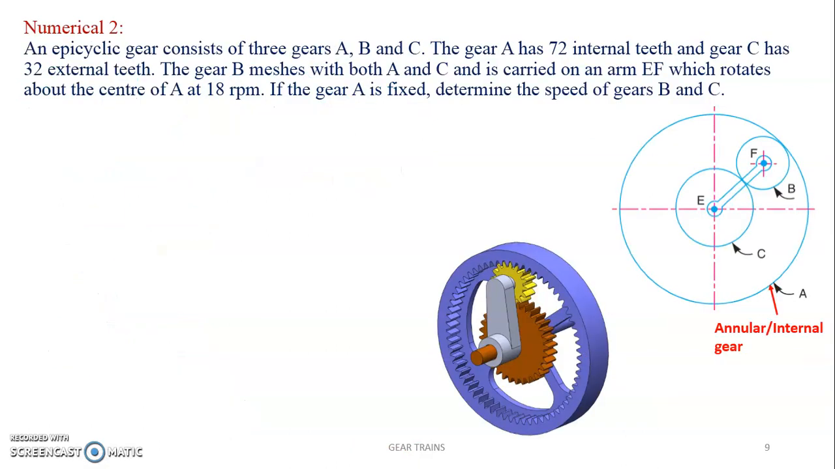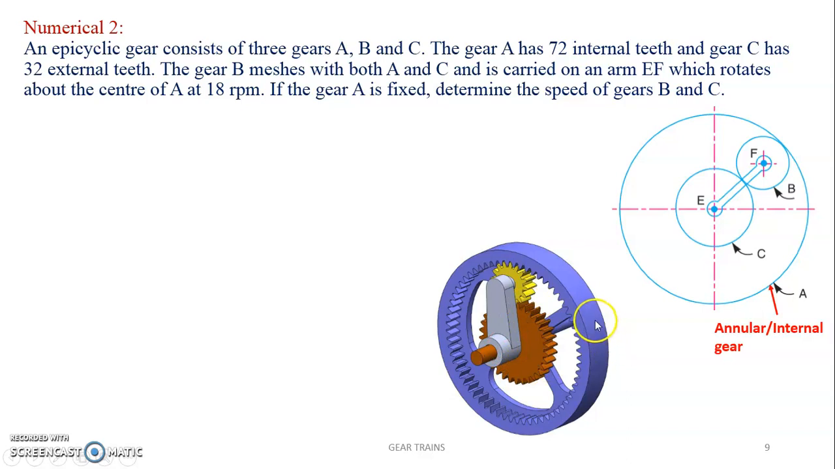All right, so with that in mind, we'll go to solve the next problem, numerical number 2. An epicyclic gear train consists of 3 gears A, B, C. The gear A has 72 internal teeth and gear C has 32 external teeth. The gear B meshes with both A and C and is carried on arm EF, which rotates about the center of A at 18 rpm. If the gear A is fixed, determine the speed of gear B and C. Okay, so this is the problem and this is a representation of the problem.